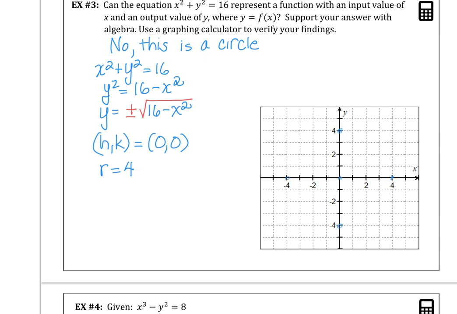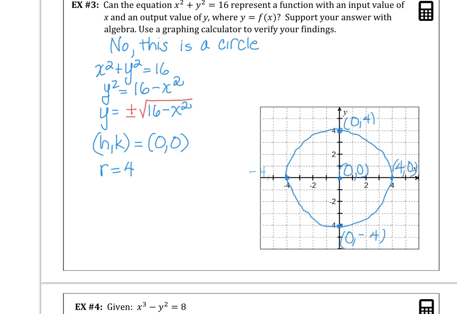And I'll do my best to draw that looking like a circle. So it is an implicitly defined function, a circle centered at the origin, radius 4.